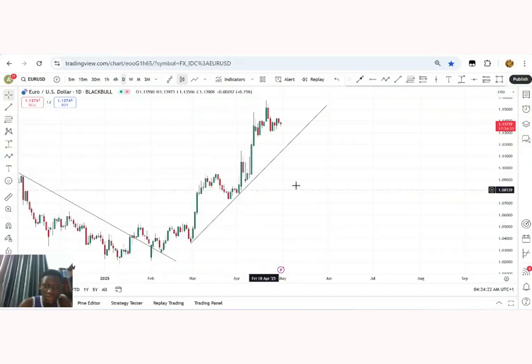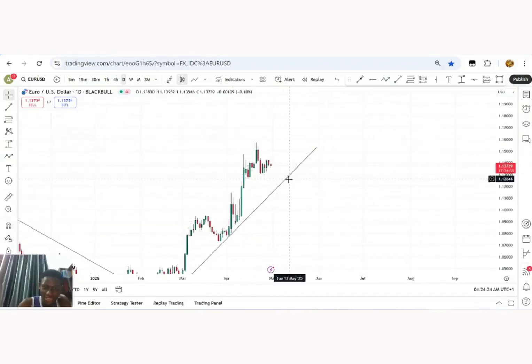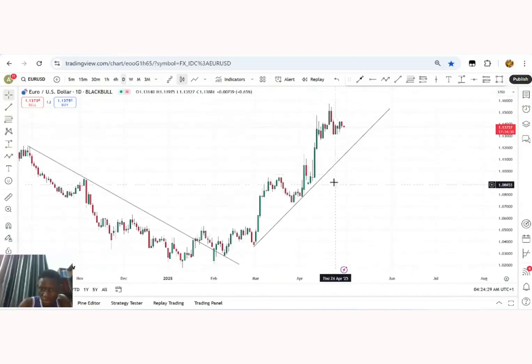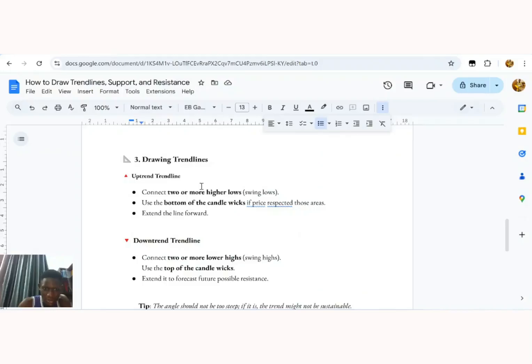The reason why we are drawing this is to see how price will react at this line in the future. As simple as that. So with this, at least you know how to draw a trend line. So let's get some other information.